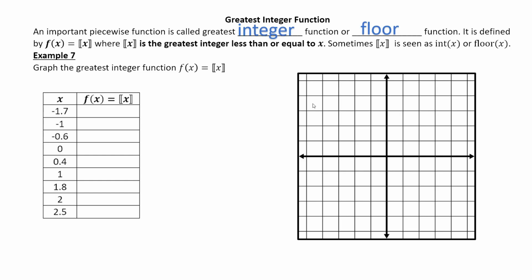Okay, so we're looking at the greatest integer function. So graph the greatest integer function, f of x equals greatest integer less than or equal to x.